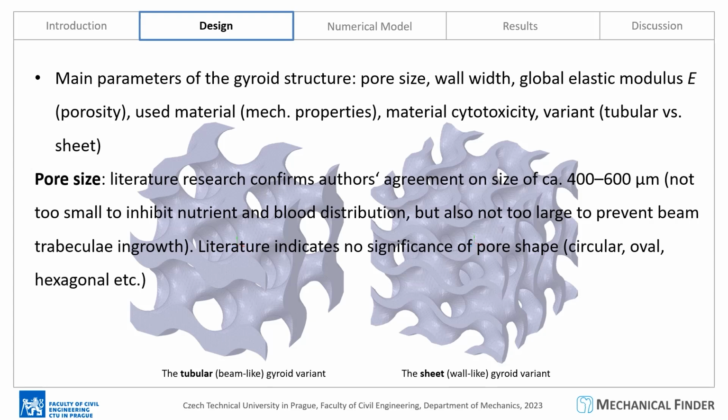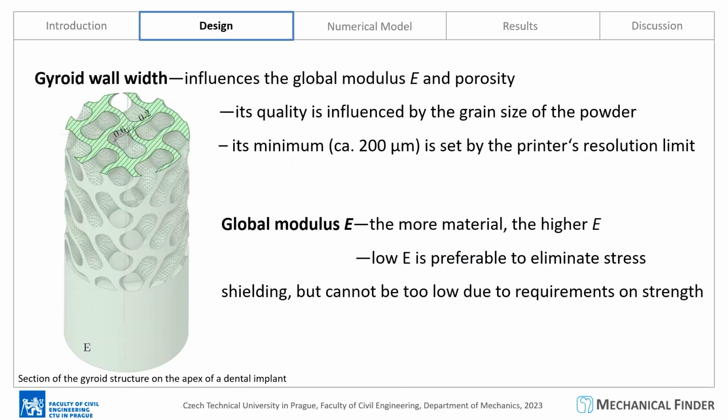The optimal pore size from literature is 400 to 600 micrometers, which is not too small to inhibit nutrient and blood distribution, but also not too large to prevent actual bone trabeculae ingrowth. The literature indicates that the shape of the pores doesn't matter. The wall width of the gyroid structure is influenced by the grain size of the powder we are printing from, and its minimum, which is circa 200 micrometers, was basically set by the printer's lower resolution limit.